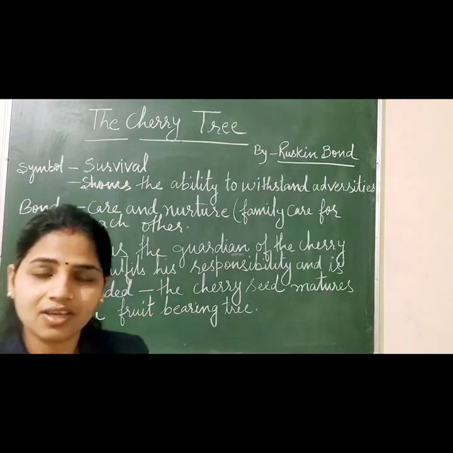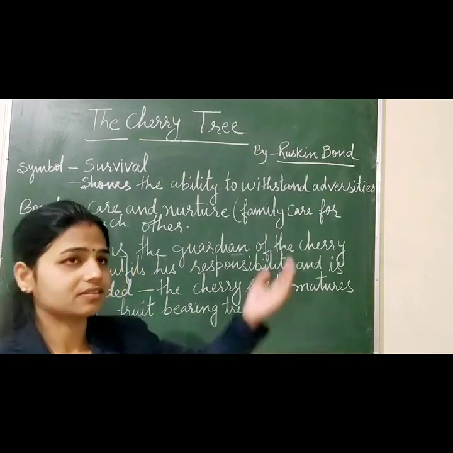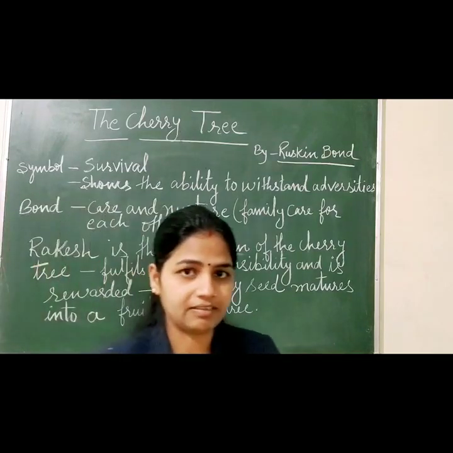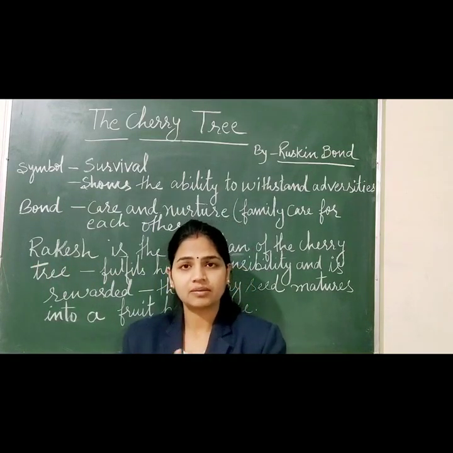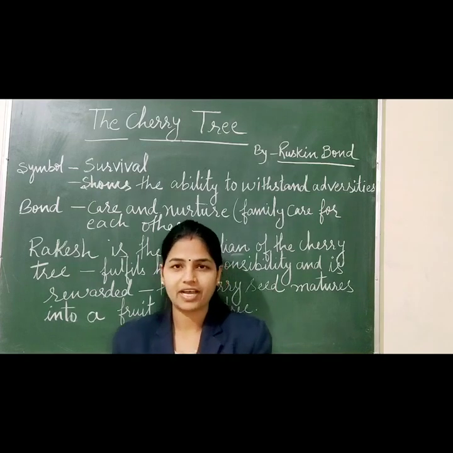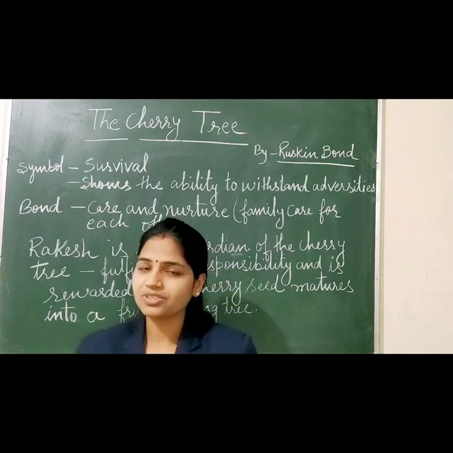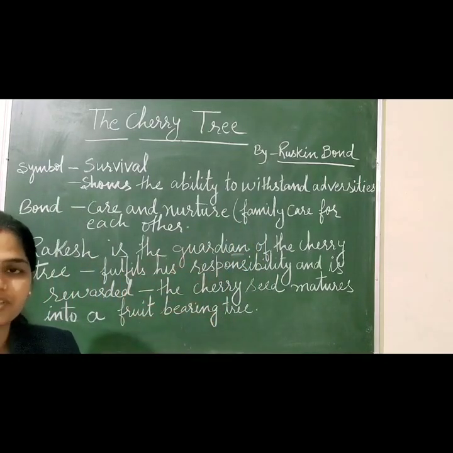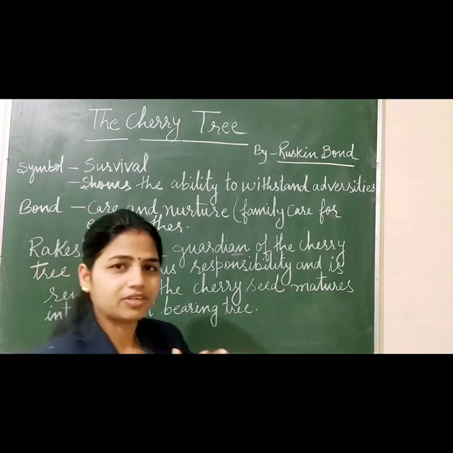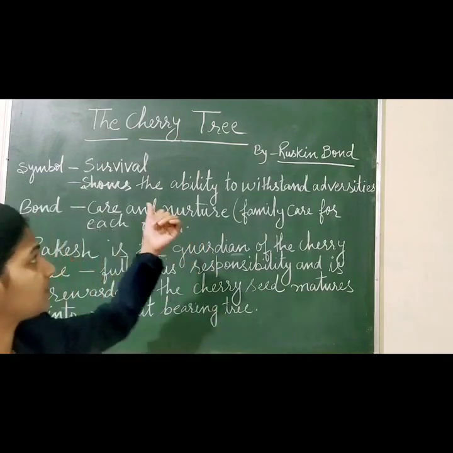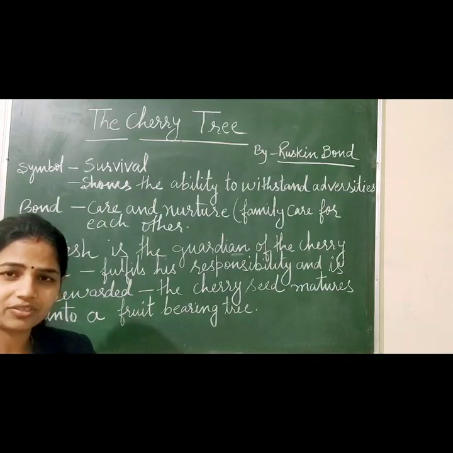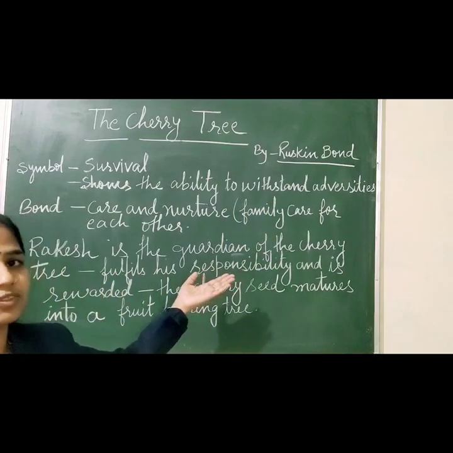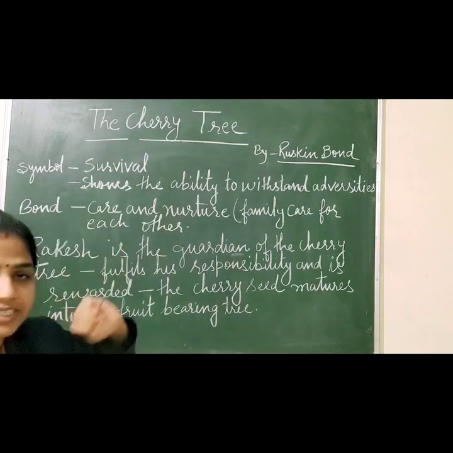And through this story, the writer wants to give a message that the life of human beings is very complicated. We have so many ups and downs. So through this example of the cherry tree, how it survived even during the difficult situation, and what kind of relationship we have, that is, between a plant and a human being, and what kind of relationship we human beings have in our life, this kind of message is being given by the narrator.